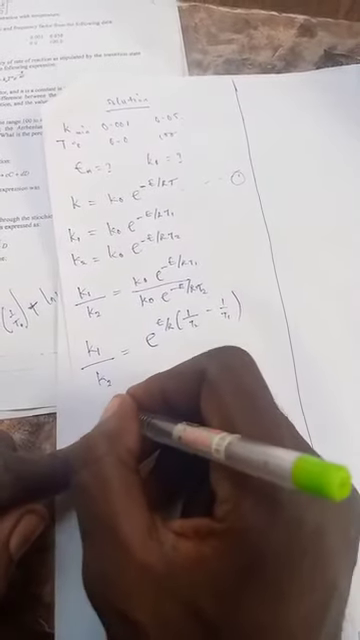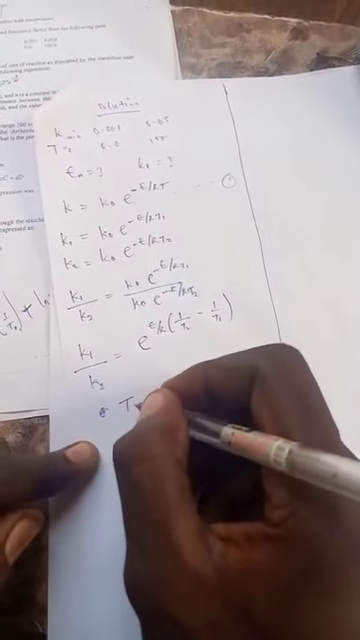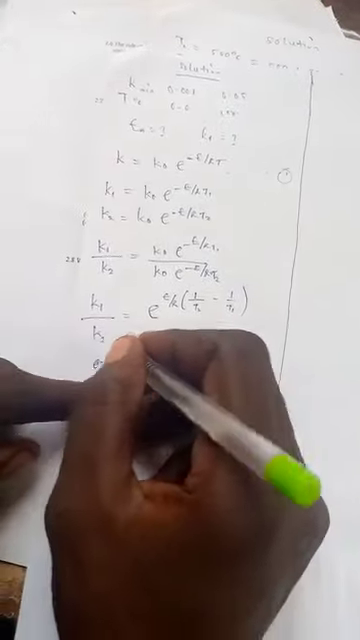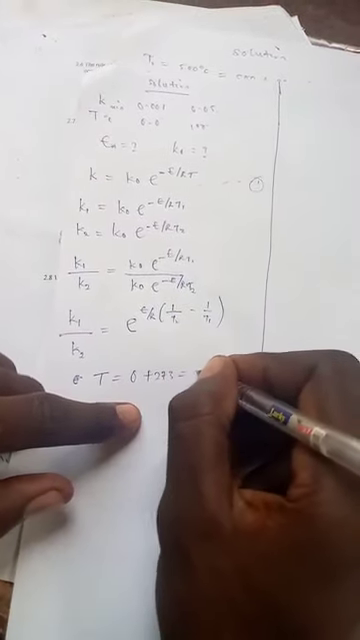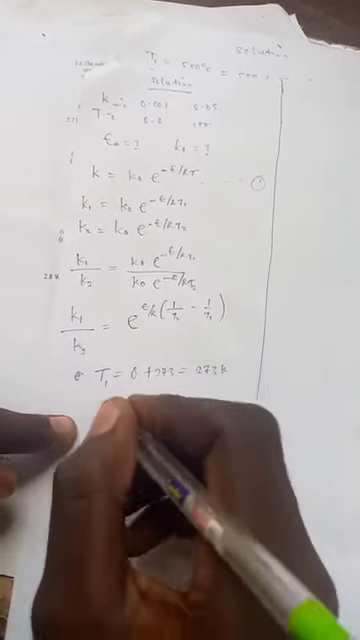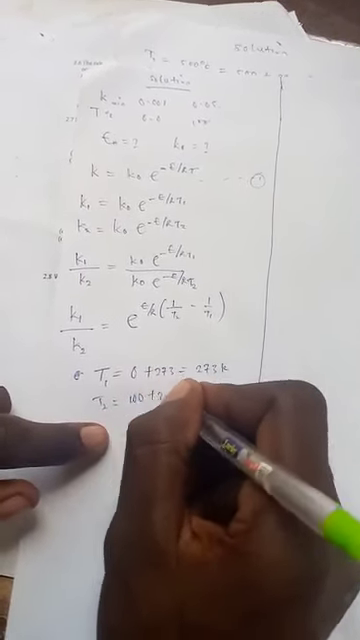Now, our K1 has been given from the question, likewise our K2 has also been given. What we need to do is convert the temperature into Kelvin. Whereby we are going to say that 0 degrees plus 273 gives us 273 Kelvin. That's for our T1, while T2 is 100 plus 273, which will give us 373 Kelvin.